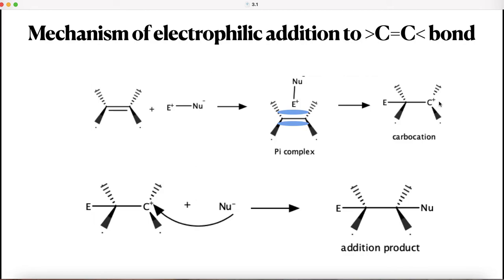It leads to the formation of the carbocation by removal of the nucleophile from the reagent part. In the next step, the nucleophile attacks the positively charged carbon and it leads to the formation of the new carbon-nucleophile bond. This is the addition product of the electrophilic addition to the carbon-carbon double bond. This is the simplest mechanism of electrophilic addition to a carbon-carbon double bond.